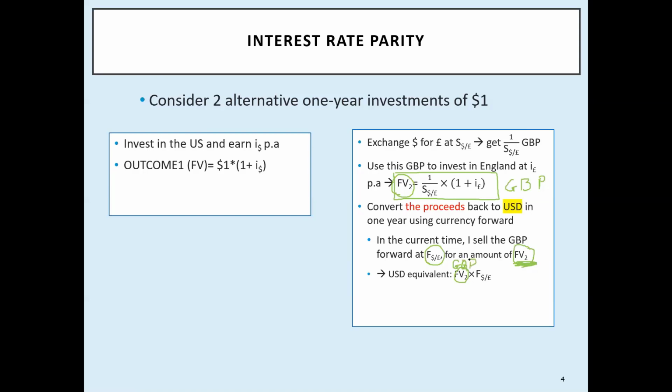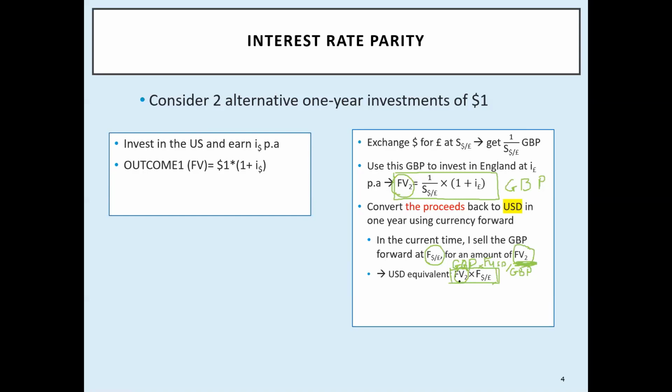If I want to compute the US equivalent after this forward transaction, I'm going to multiply it by the USD divided by the pounds. And this is a forward transaction, so I'm going to write F here. So after this step, I see that with my UK investment, after I convert it back into the USD, I will get this much in USD.